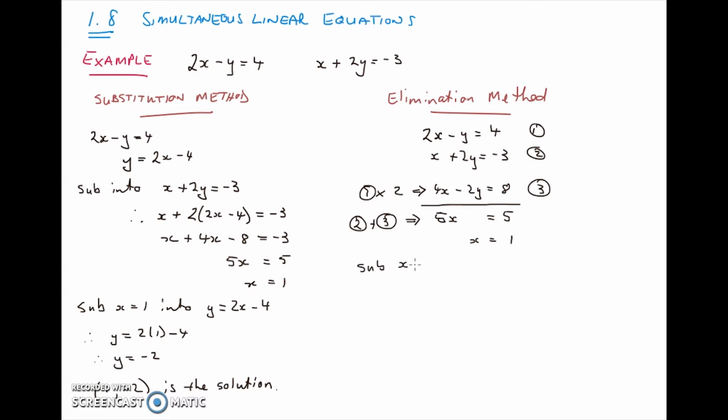And now we can substitute that x value equal to 1 into any one of those equations, say into equation 1. And so then we've got 2 times 1 minus y equals 4. And then we've got negative y equals 4 minus 2, which would be 2, which means that y must equal negative 2. And so here we've got the same solution as we had before, okay, which is going to be 1, negative 2.